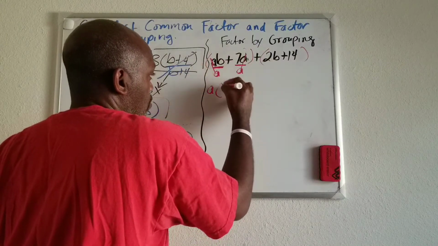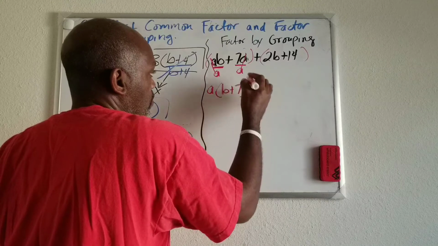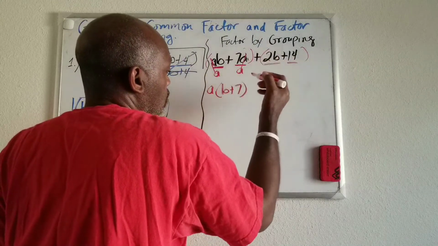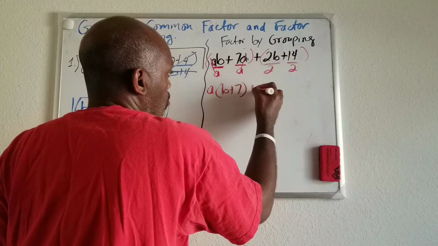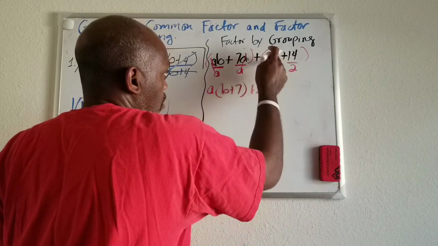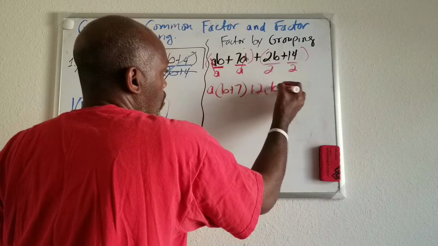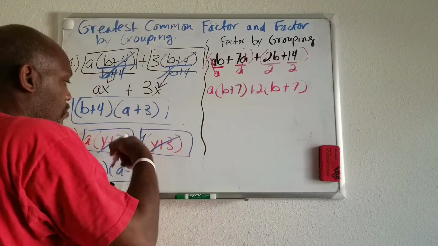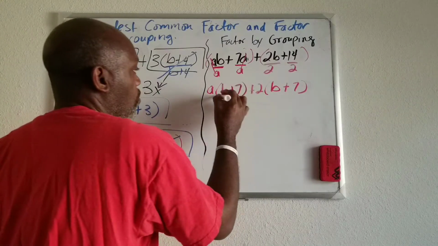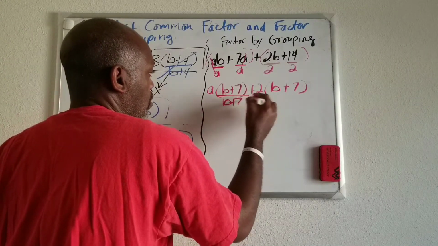You can see it, right? B plus 7. Then we're going to factor here what they have in common. Greatest common factor is 2. That's a positive 2, right? Because I'm taking out a positive 2. Left with B plus 7. Now, just like we did over here, we're going to do here. The greatest common factor is B plus 7.